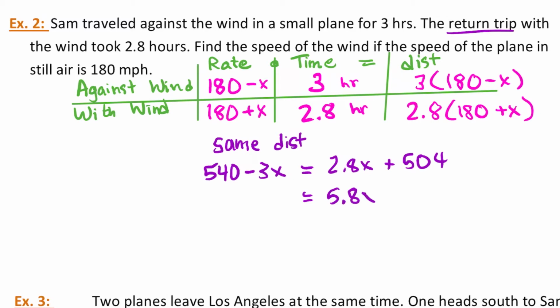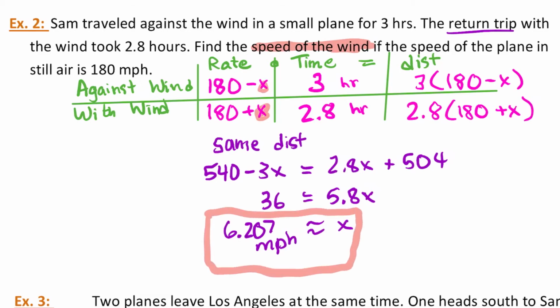So I will add 3x and subtract 504, divide by 5.8, and you get x is approximately 6.207 miles per hour. We were looking for the speed of the wind. That's what x stood for, so we are good to go.